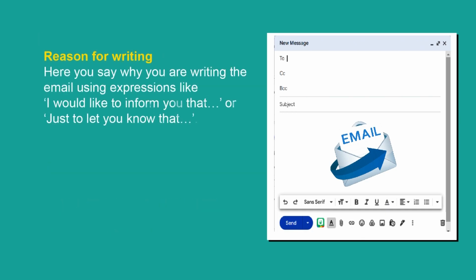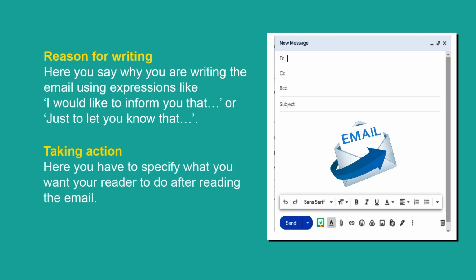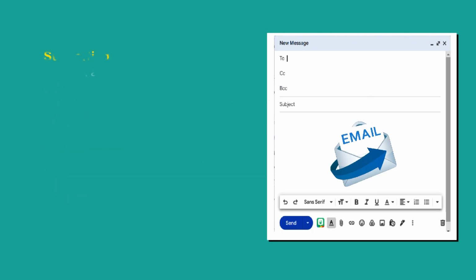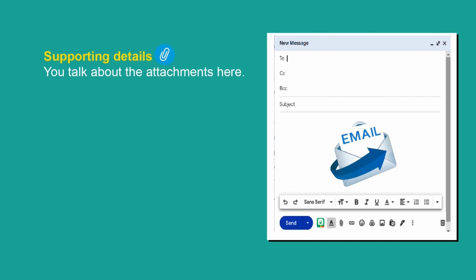Next one is reason for writing. Here you say why you are writing the email using expressions like "I would like to inform you that," or "just to let you know that." After that, taking action. Here you have to specify what you want your reader to do after reading the email. After that, supporting details. You talk about the attachment here.